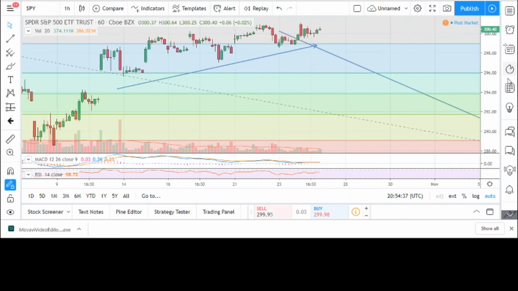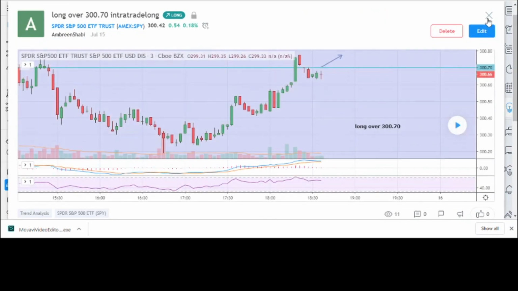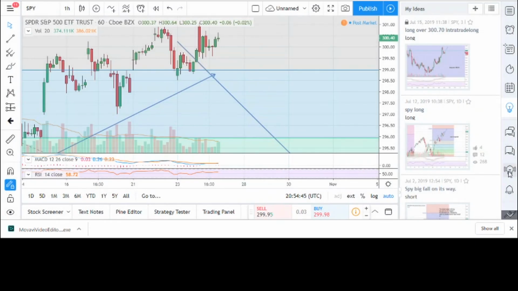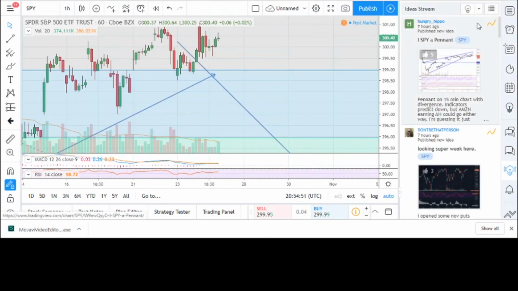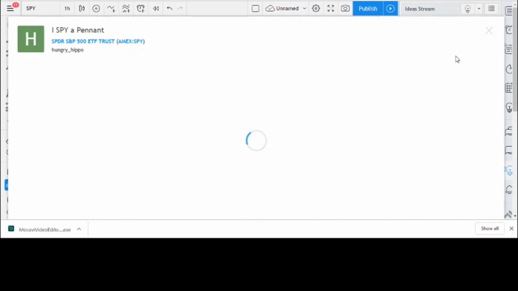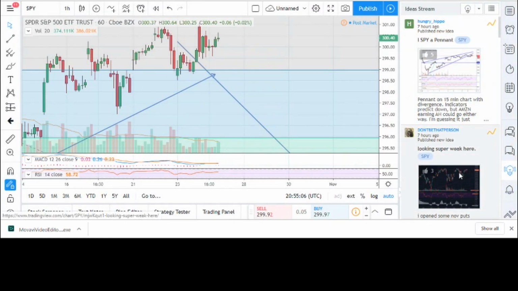Let's see what people are saying in the market right now about all this. So basically these are my ideas, but I don't want to go into my ideas. I was actually checking out what other people are saying. So here they are. Okay, this guy says, hungry hippo. Hungry hippo, that's a nice name. Okay, what does he say? He did not give us any sort of direction, so we'll skip this guy.